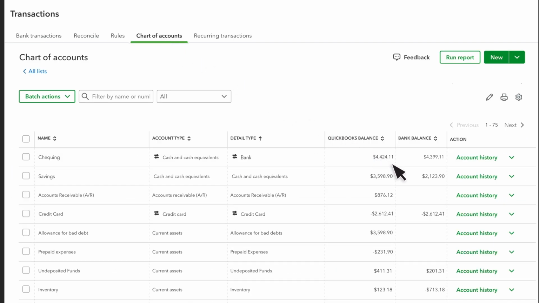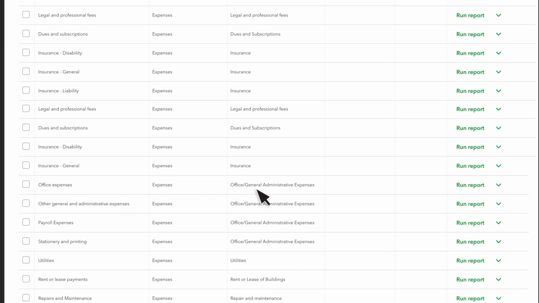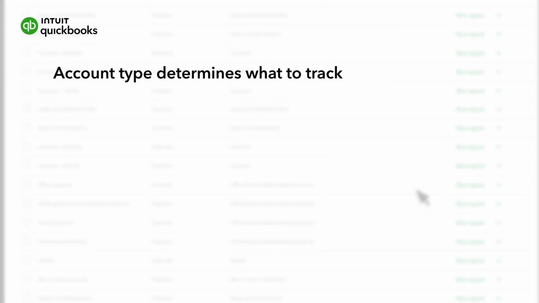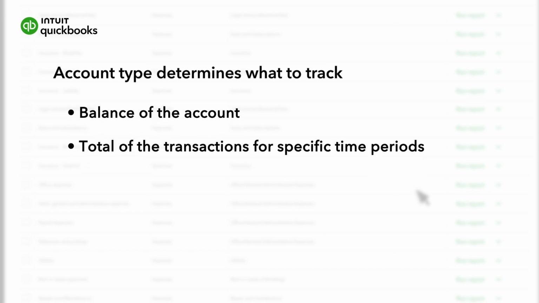The balance for the bank account decreases by what you spent on the staplers. But down in the office expenses account, you don't see a balance, like you do with the accounts at the top. Let's look closer at the types of accounts to see why. Each account uses a specific type. The type tells QuickBooks what the account should track, either the balance of the account or a total of the transactions for specific time periods.